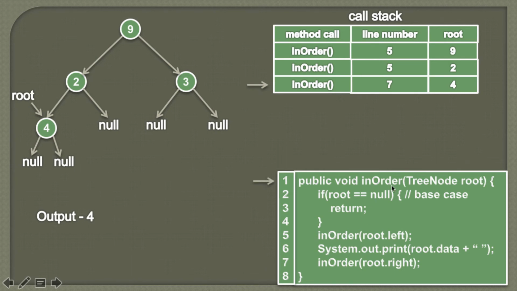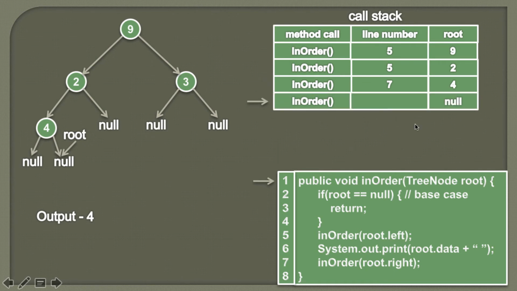So now the inOrder method will be called again and this time with root's right, which is null. Currently root is pointing to node 4, and when we call this inOrder method with a null value, now root will point to null. And we also know that there will be one more method on this call stack with root as null. So let's execute this method.